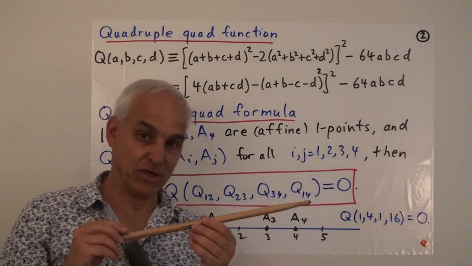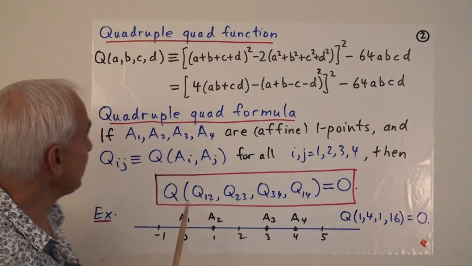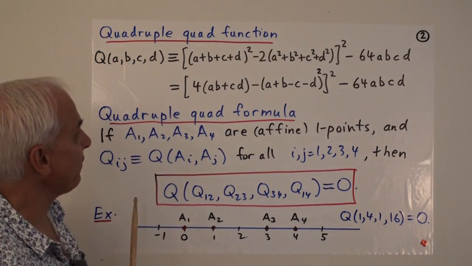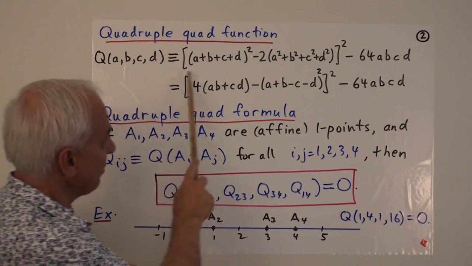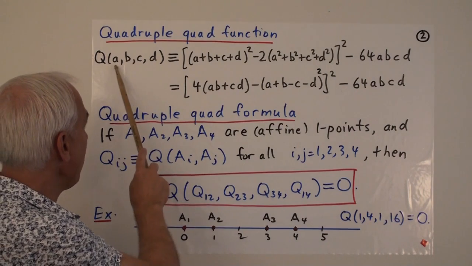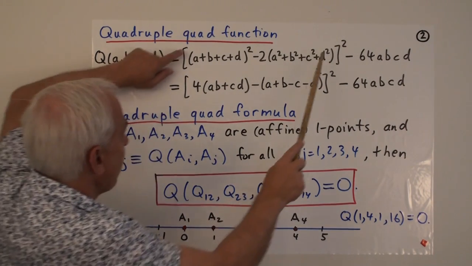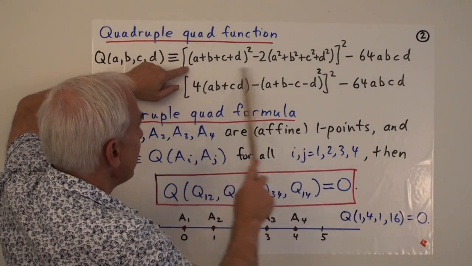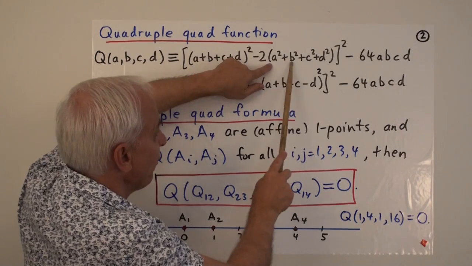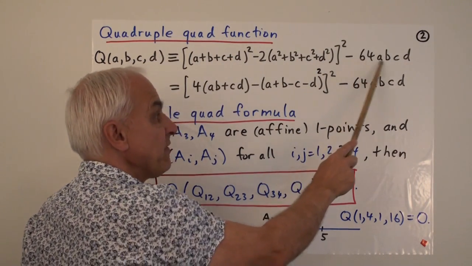So in a quite different direction, looking at the geometry of a one-dimensional line, we introduced this function of 4 quantities called the quadruple quad function. And it was a rather involved algebraic expression. Here's what it was. Q of A, B, C, D is by definition, first of all of this thing squared. And inside here we have A plus B plus C plus D squared minus 2 times A squared plus B squared plus C squared plus D squared. So all of that squared minus 64 ABCD.